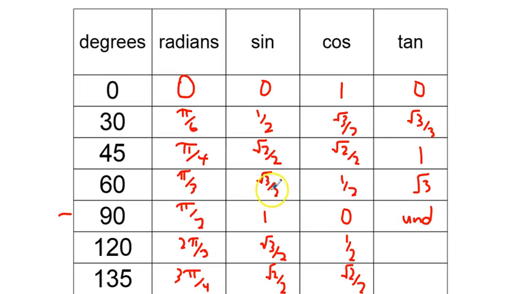To actually do those computations, you might want to think of it as keep, change, flip. Don't divide by a fraction, multiply by the reciprocal. So if you're multiplying square root of 3 over 2 by 2 over 1, the 2's cancel. That's why the answer is just square root of 3.